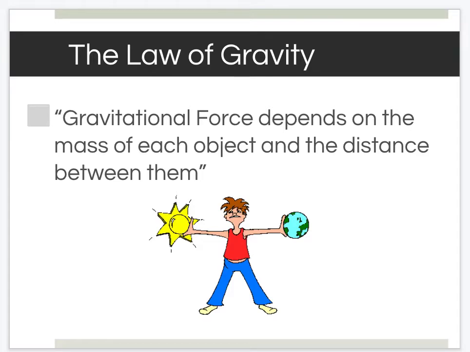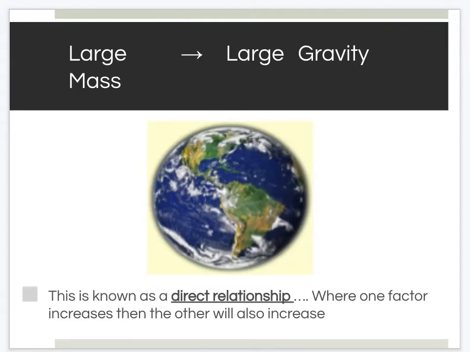So the law of gravity: gravitational force depends on the mass of each object and the distance between them. So a large mass equals a large gravity. This is known as a direct relationship, where one factor increases and the other will also increase. So if the mass of an object increases, so will the amount of gravity.